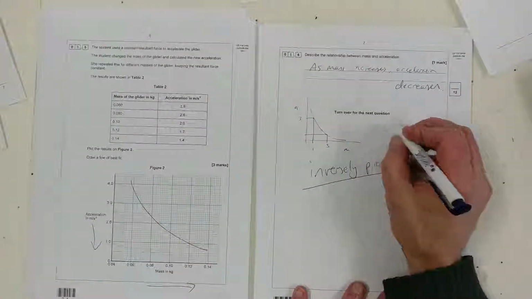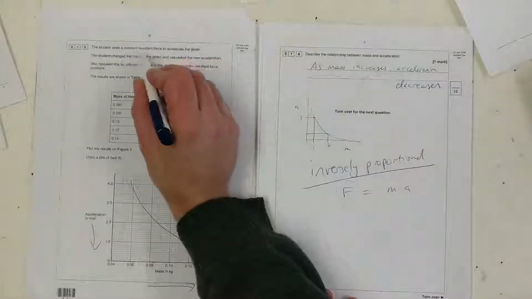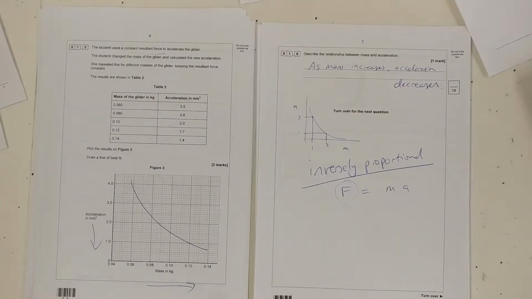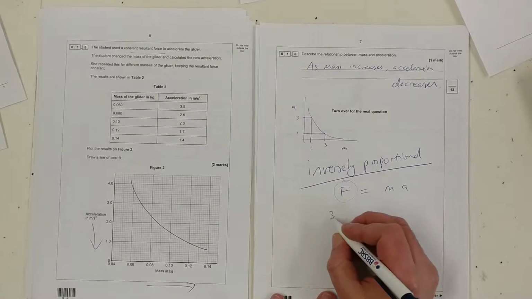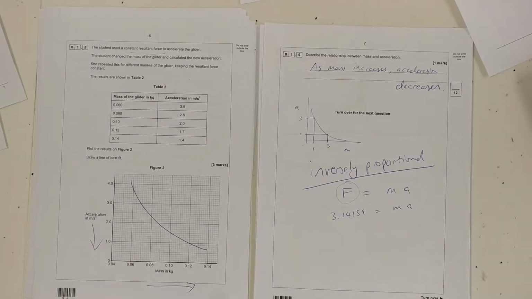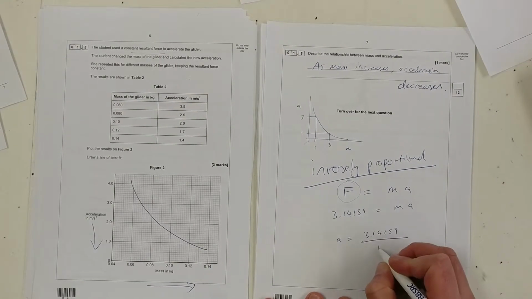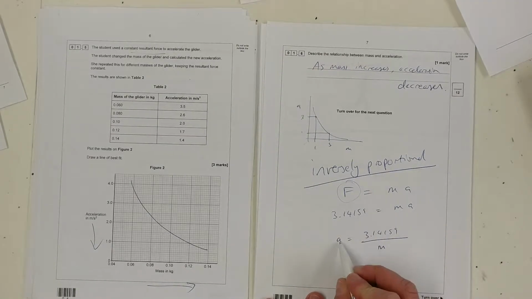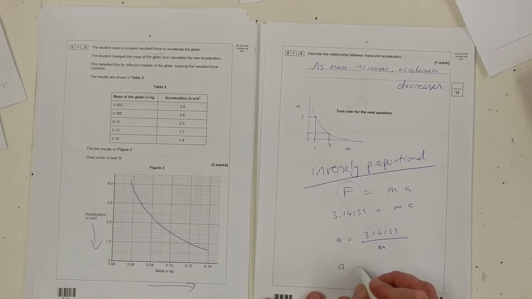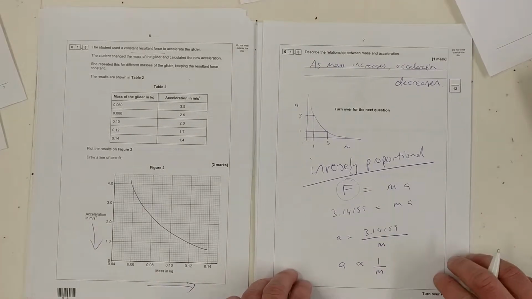If you look at the relationship, force equals mass times acceleration, the force here doesn't change. It says a constant resultant force. So if the force doesn't change, we could put in a number to say what that force was. They could have used 2 newtons, 3 newtons, 4 newtons. Let's just put in 3.14159 or something like that, so that we've got a nice number in there. Equals mass times acceleration. If we rearrange this to find acceleration, the acceleration is going to equal 3.14159, or whatever the force is, divided by mass. And this relationship, where one of them is on one side and the other is being divided by on the other side, that's what's called inversely proportional. We sometimes write this as A is proportional to 1 divided by m. So that's how that works. That's what inversely proportional means.